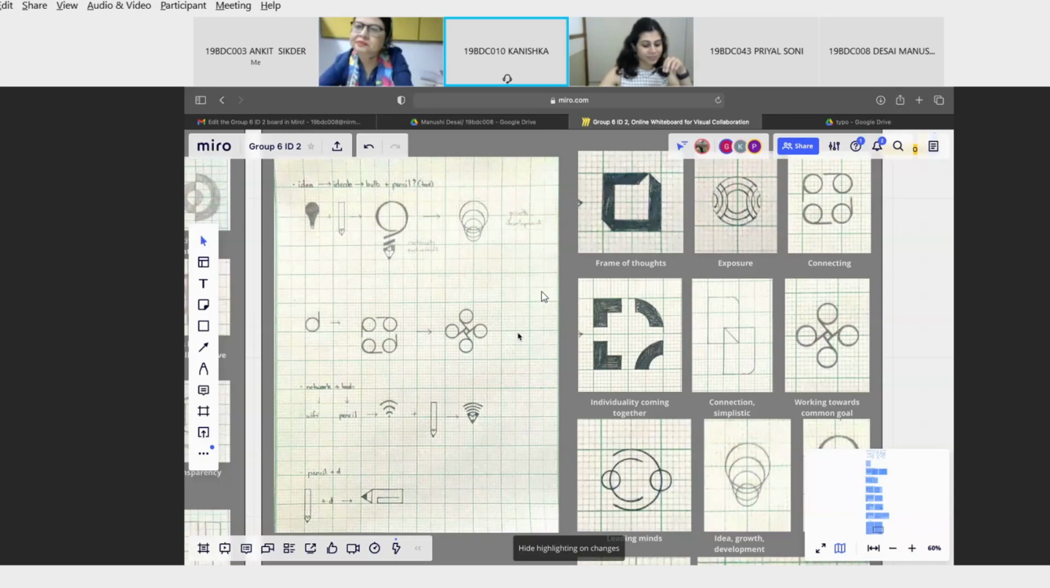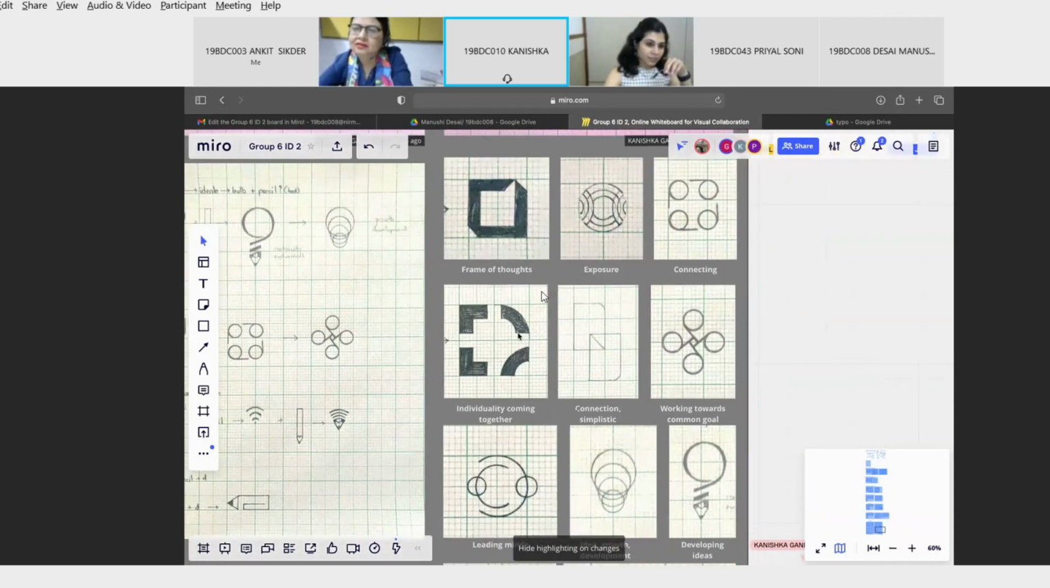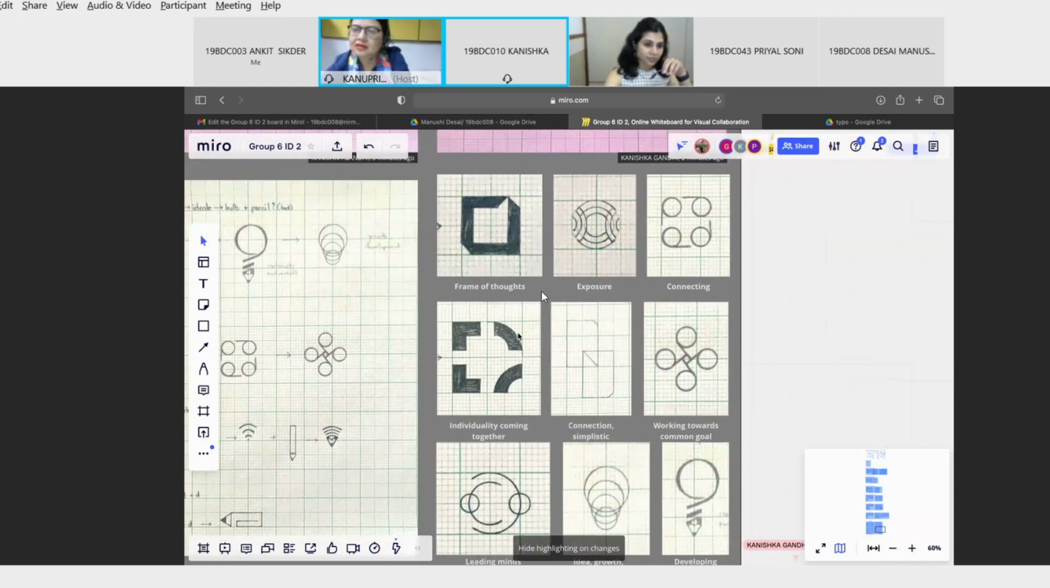So, ma'am, for the first one, I started with a simple frame, and I actually had this upside down. Then I realized it seemed like probably a logo for a chat company, like Messenger or something. So I flipped it, and then I also realized that it kind of formed a D inside.